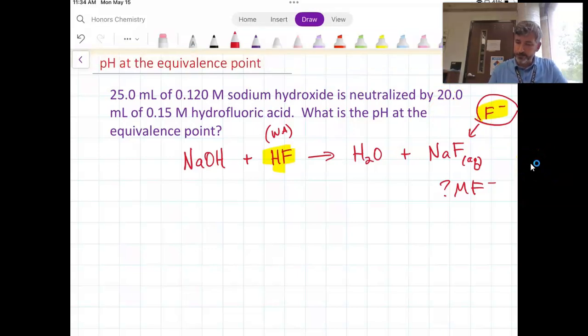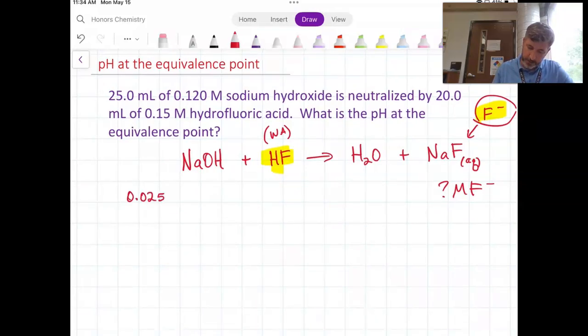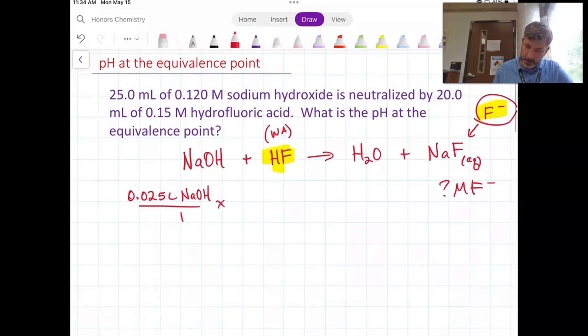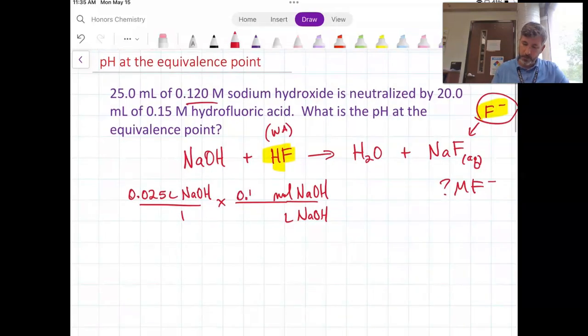Okay, so I'm just going to use my sodium hydroxide. So let's say I have my 25 milliliters, which is 0.025 liters of NaOH, and I want to know how many moles of F minus I have. I can just do this using stoichiometry and using the molarity of the sodium hydroxide. This sodium hydroxide is 0.12 molar, so that means 0.120 moles per liter. And then I can go straight from moles of sodium hydroxide to moles of fluoride, F minus.